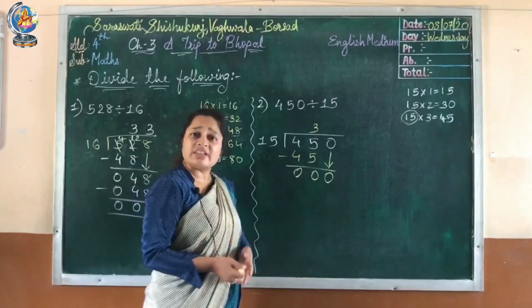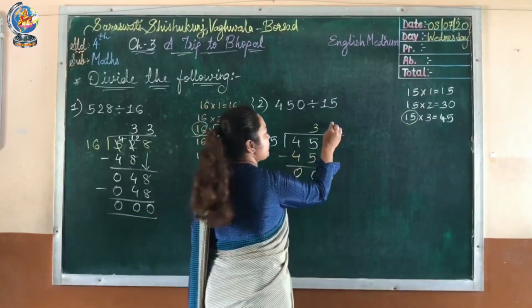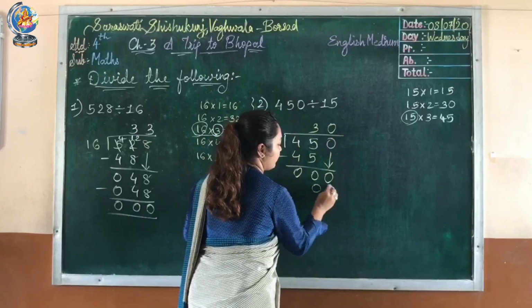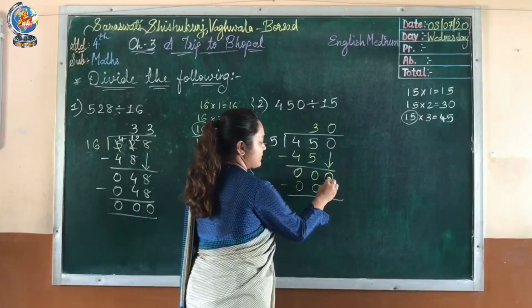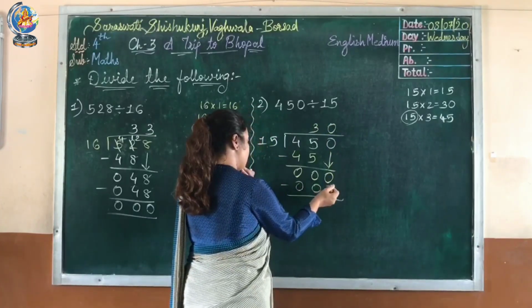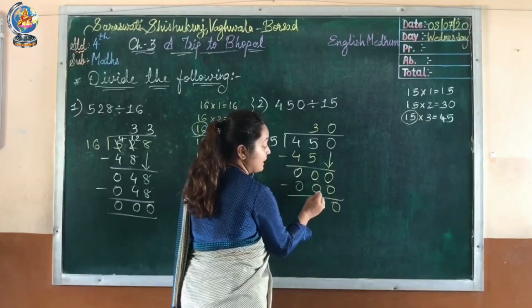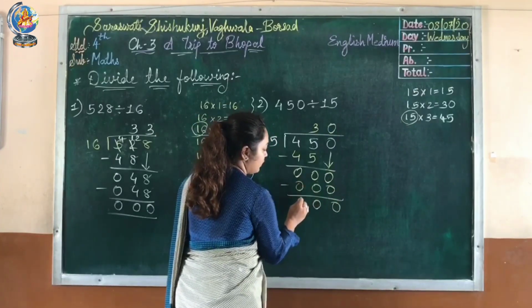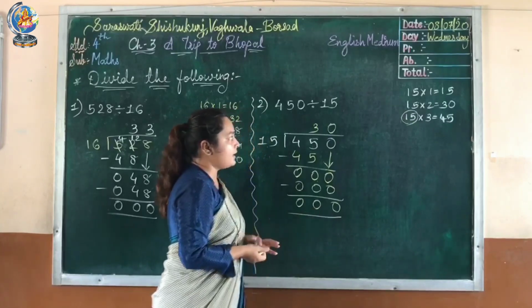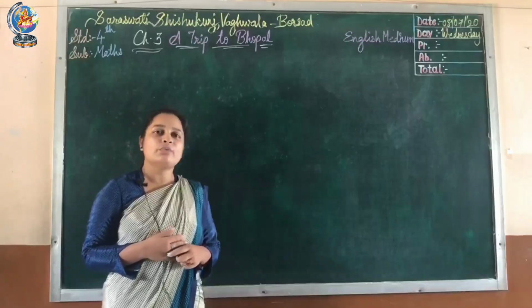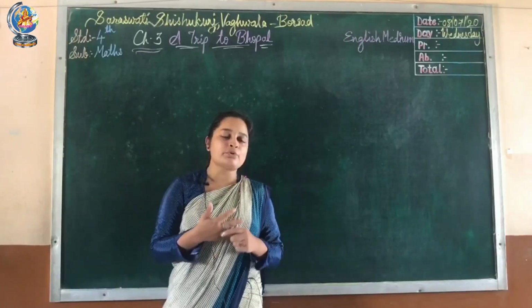So we will multiply with 0, right? 15 zeros are 0. Minus sign. Let's do the calculation. 0 minus 0 is 0, 0 minus 0 is 0. Here also 0. So the answer is 30. Now we will continue our trip to Bhopal.